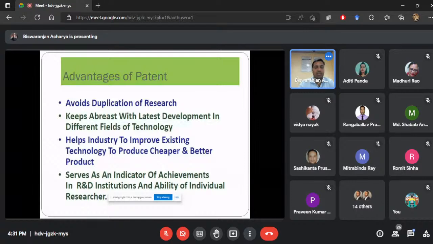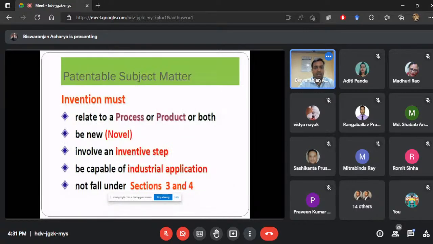These are the advantages. Patentable subject matter: it is related to a process or product or both. Both can be included.